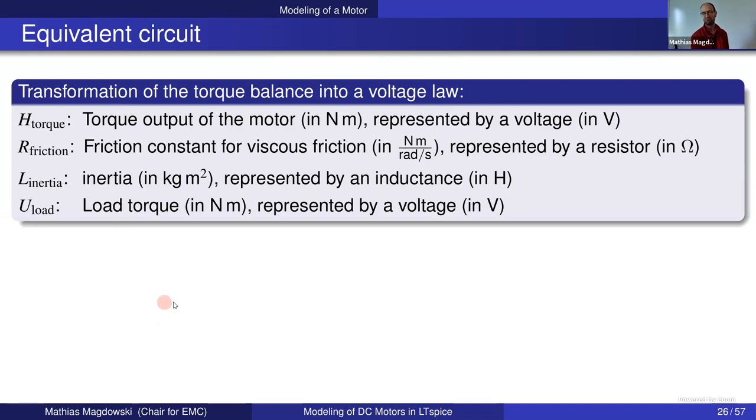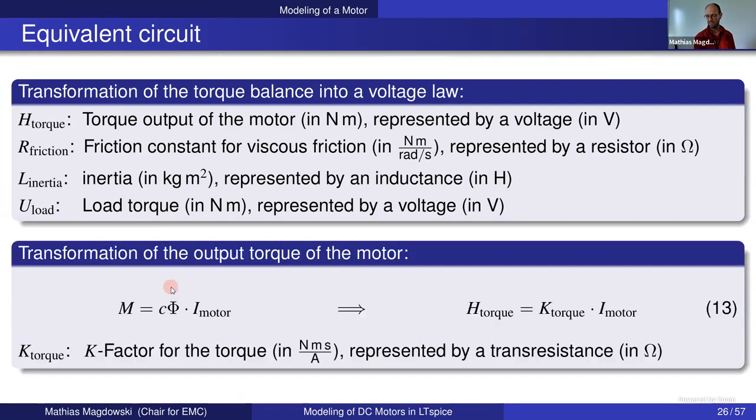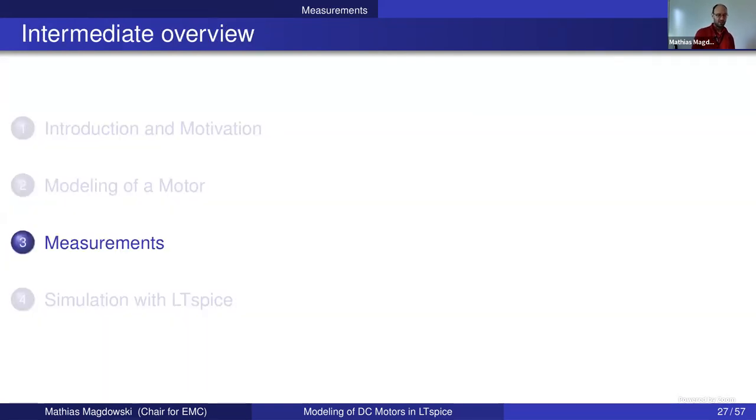So here I've just written all the constants. I will not go over this because I've already explained. And so once again, we have this mechanical equation and we convert it into some electrical equation. And it's the same kind of transresistance here, converting between the electrical current in the motor and the mechanical torque. So this is this conversion from the electrical side to the mechanical side. Okay, so that's our model.